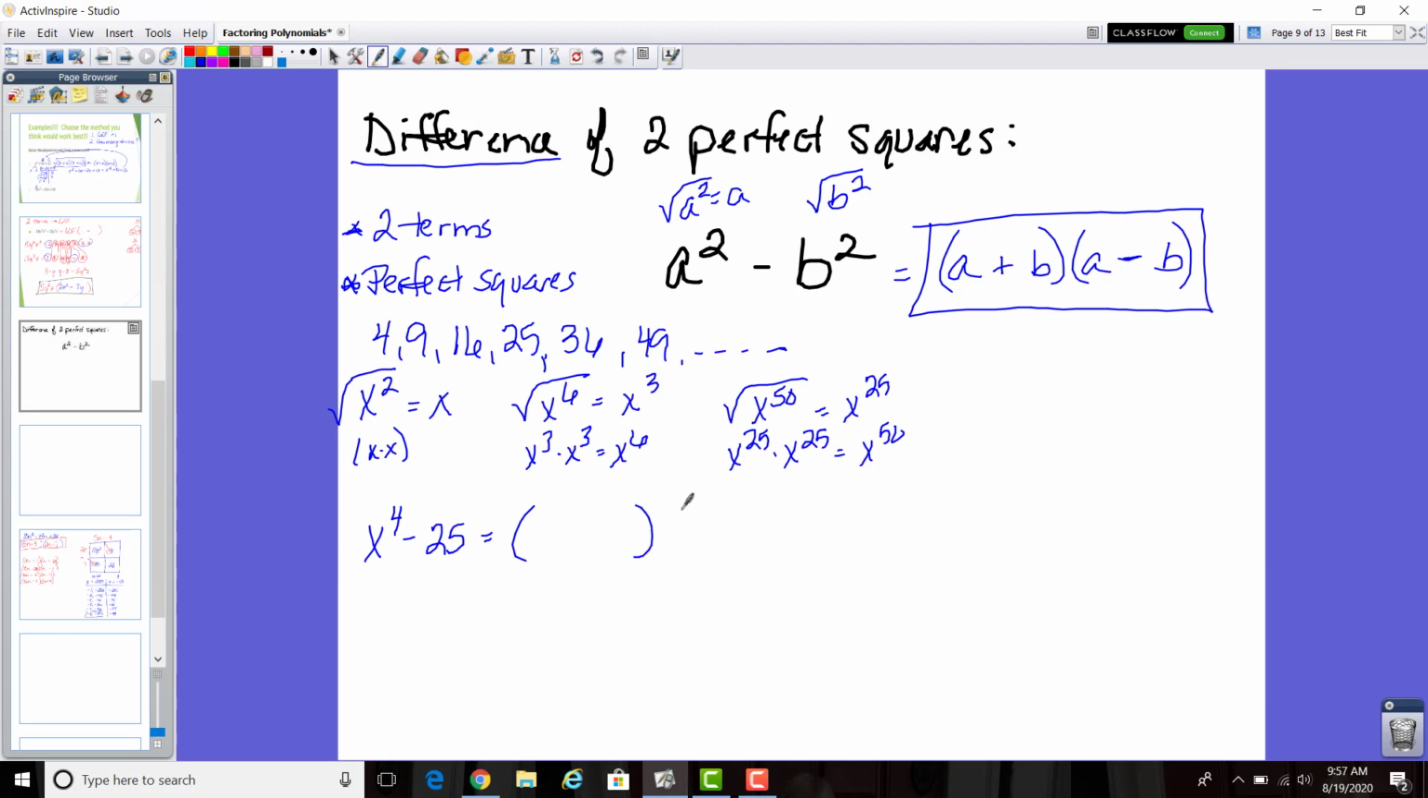So here, x to the 4th is a perfect square because its exponent is even, and 25 is a perfect square. So the square root of x to the 4th is x squared. That goes here. We know one has to be positive, one has to be negative in order to get a negative product. The square root of 25 is 5.